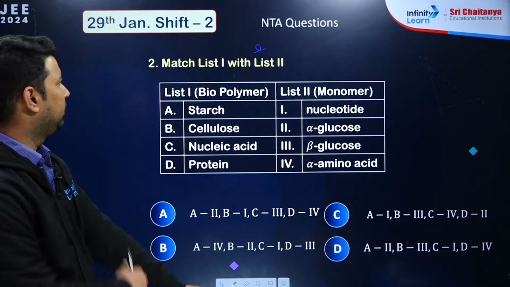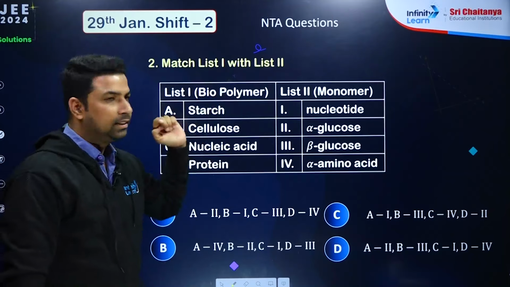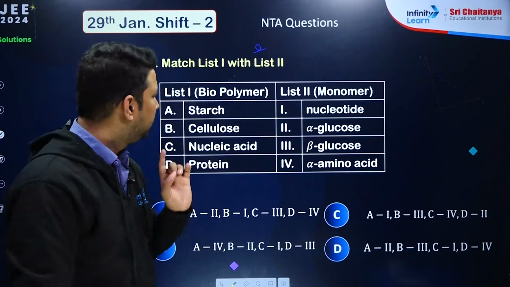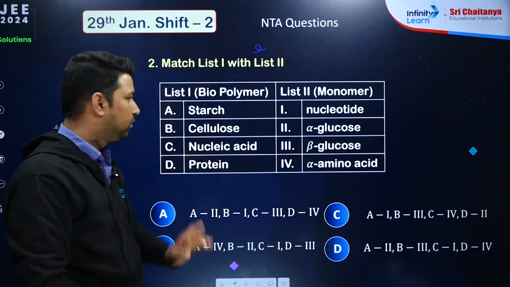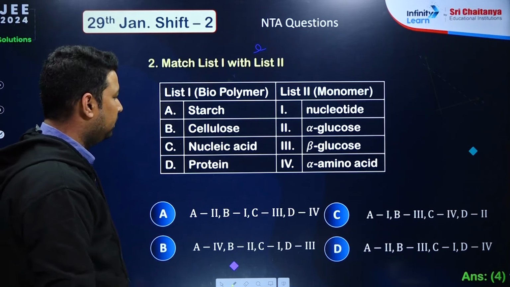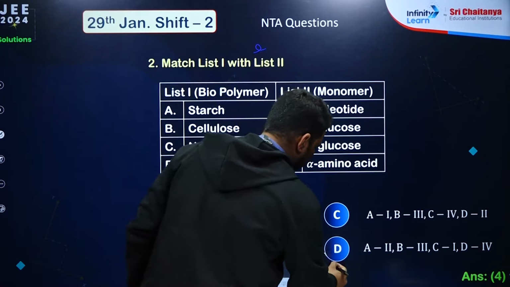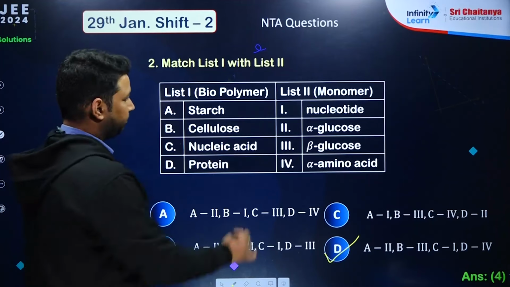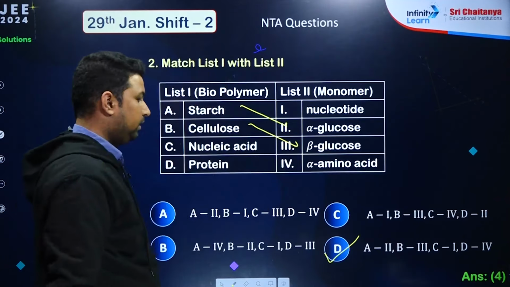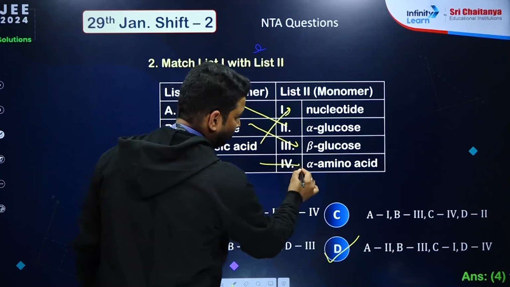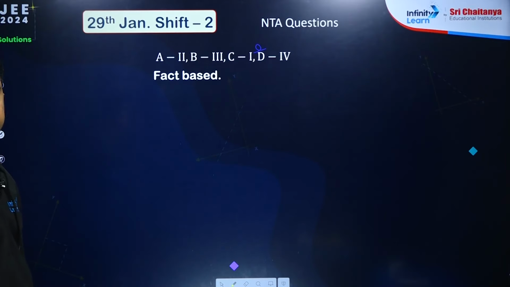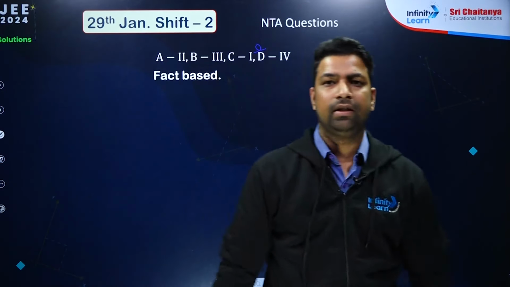Now moving to the second question, it is just memory based. Biopolymer is given, monomer is given. This chapter is removed from the JEE Main syllabus, but still they are asking a question from biomolecules. So starch, cellulose, nucleic acid and protein. What will be the answer? The answer will be the fourth option: A will be second, B will be third, C will be first, D should be connected to fourth. So it is option D and it is a totally fact based question. So this was your question number 2.